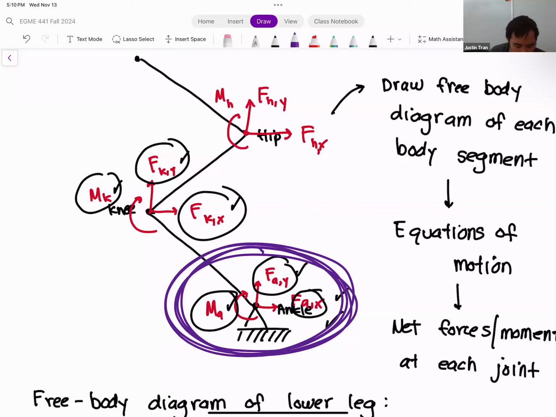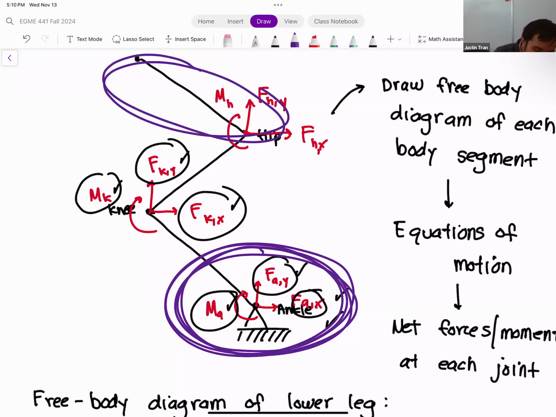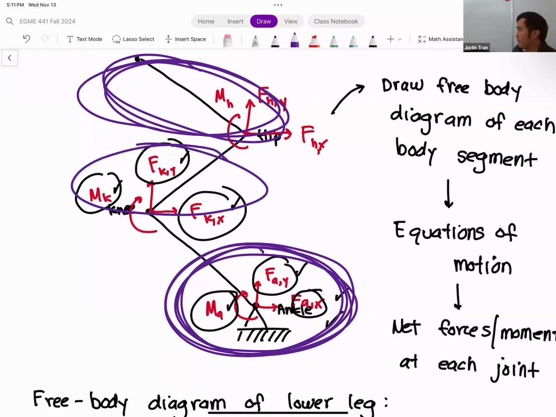But that begs the question of why did we start here and why did we not start up here? Or even if you wanted to be truly chaotic, you could start from the middle as well if you really want to. But generally speaking, you want to start your analysis from one of the exterior body parts.